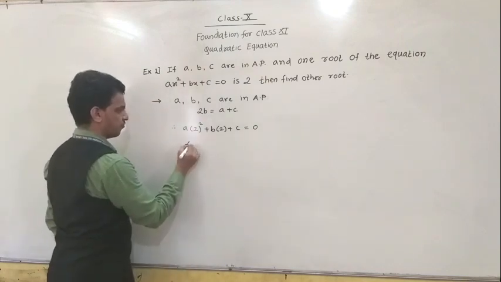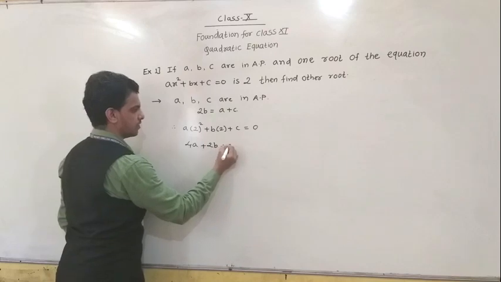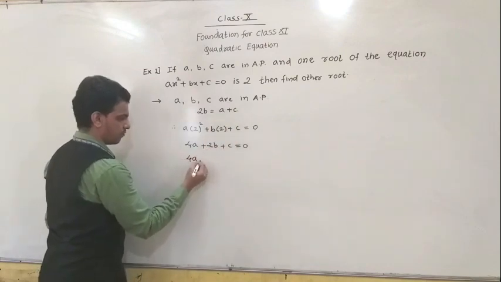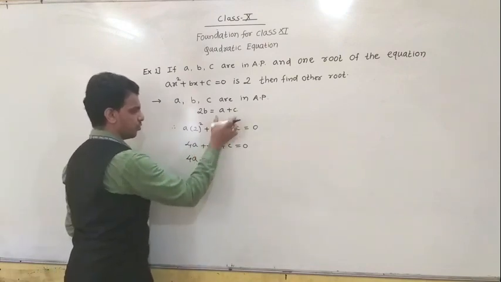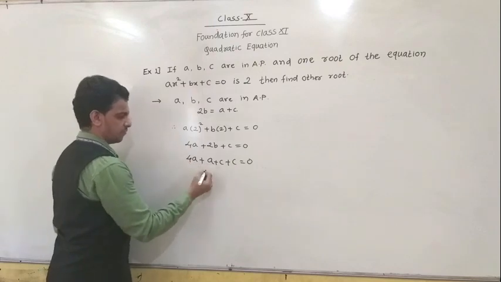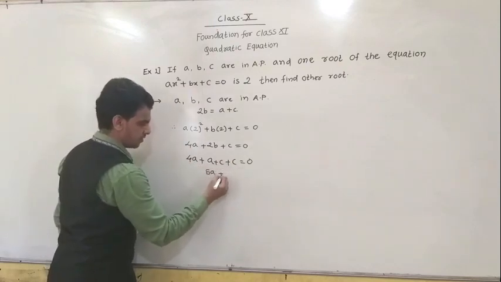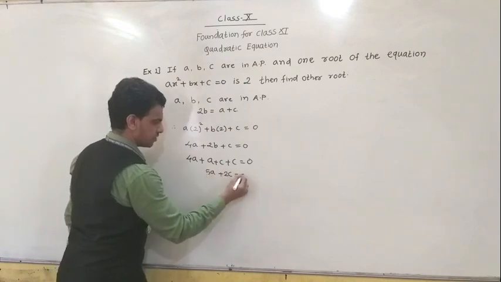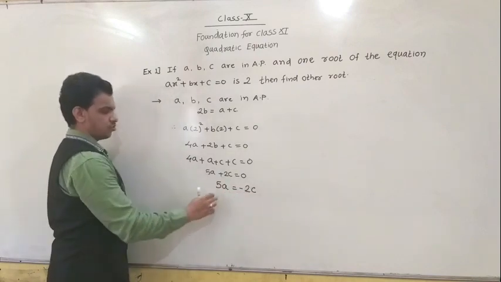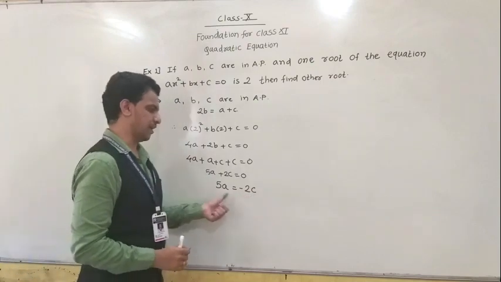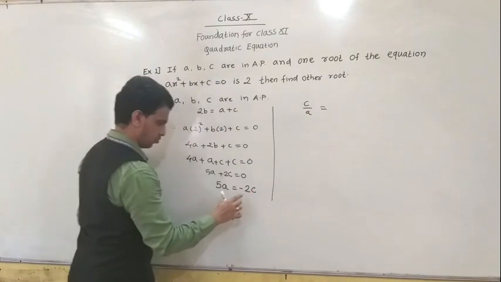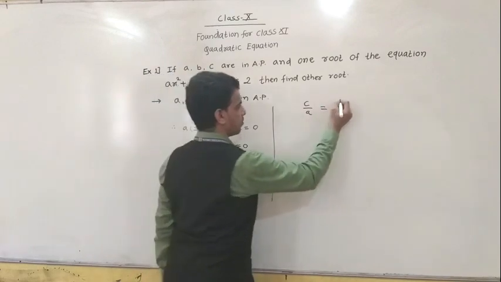That is 4a plus 2b plus c is equal to 0. Now 2b is equal to a plus c, so 4a plus, instead of this 2b we put a plus c, is equal to 0. Now 4a plus a is 5a, and c plus c is 2c. So 5a plus 2c is equal to 0, that is 5a is equal to minus 2c. So from this we will get c by a, that is c upon a is equal to 5 upon minus 2.